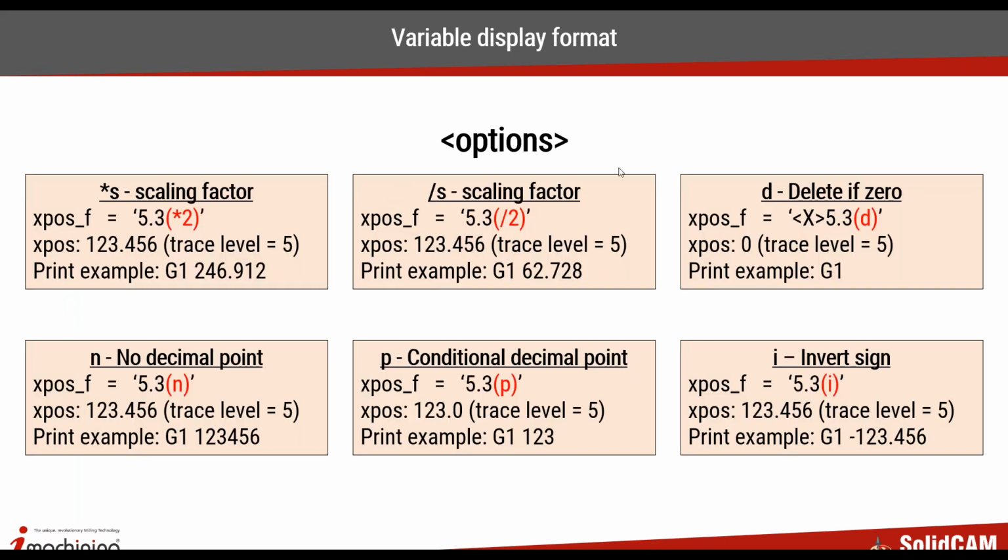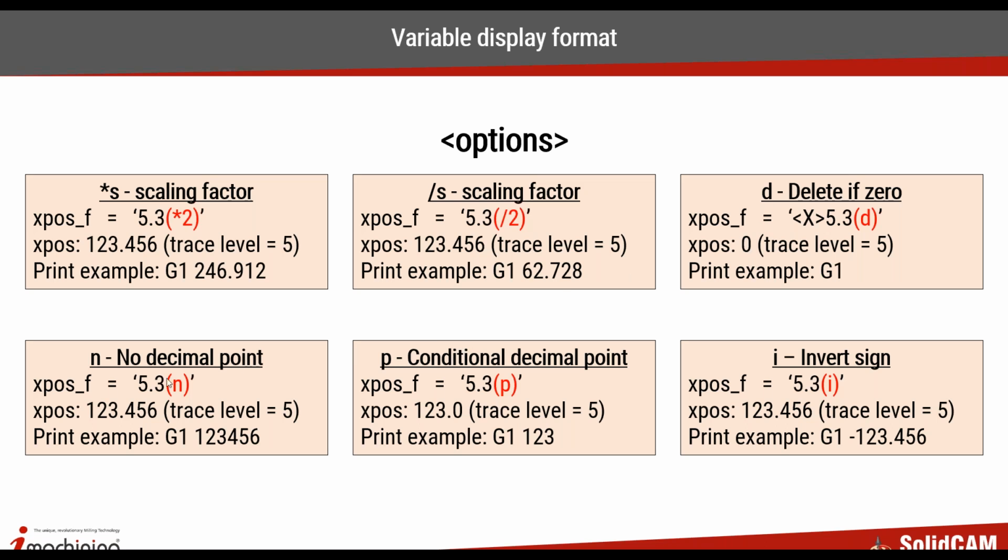Now, here are the examples. You can see we show the scaling factor. We talked about the delete if 0. So if we have expose as a 0, it won't print anything. It won't print even the X from the formatting, nothing. Just if the value is 0.